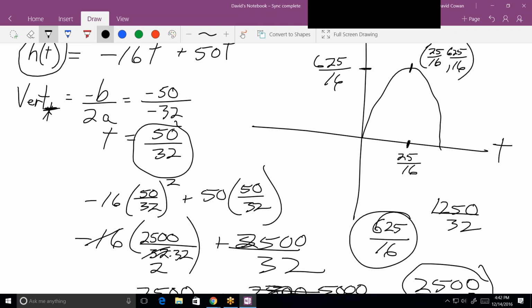Okay, what else do they ask? They're going to ask you, when does it hit the ground? Well, they ask how long the ball was in the air for. That's the same thing. In other words, it's in the air for this amount of time. So how do we figure out what that point is on the t-axis? That'll give us our answer.